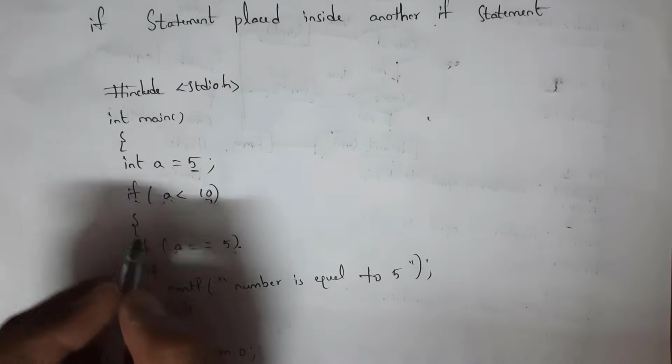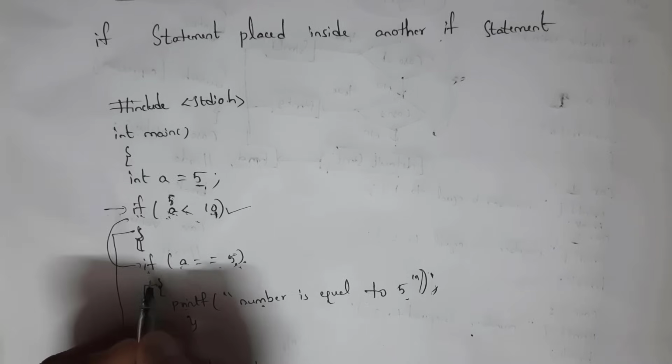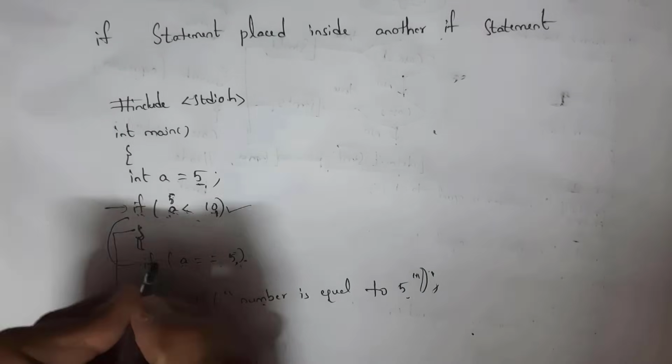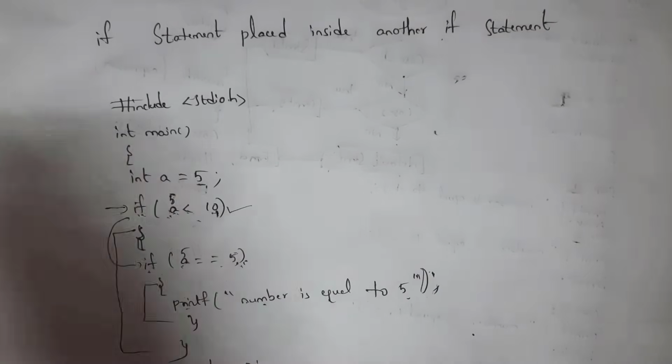So at first a value is placed here, 5. 5 is less than 10. This condition is satisfied. So again it will compare another if condition, that is a is equal to 5. Value of a is 5. 5 is equal to 5. This condition is true. So I will get output as number is equal to 5.